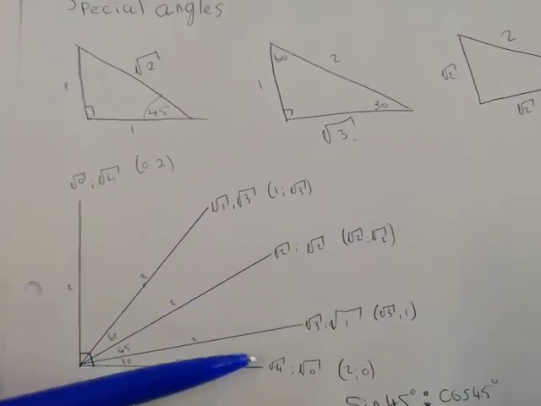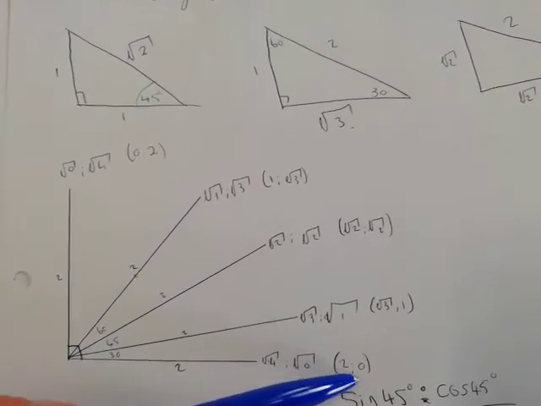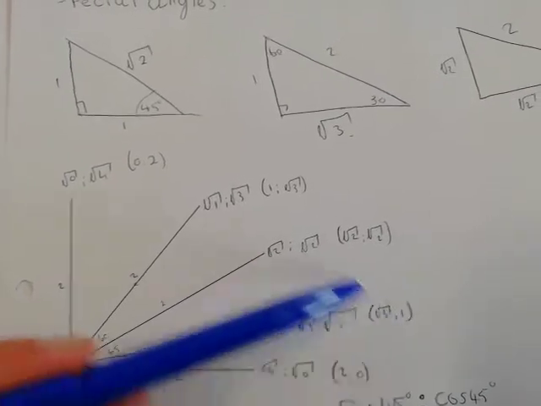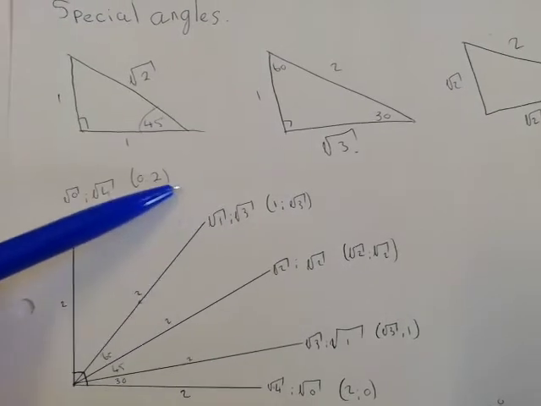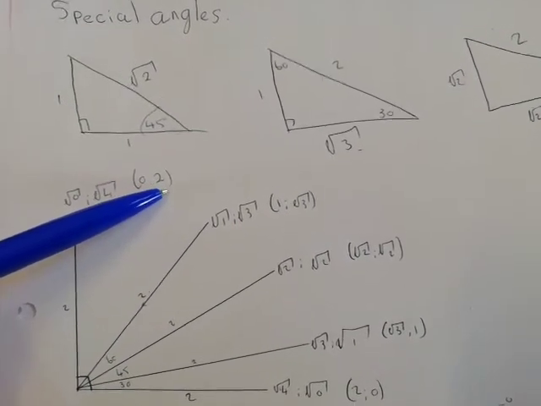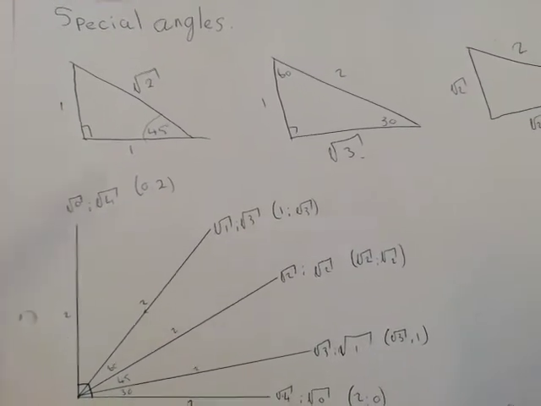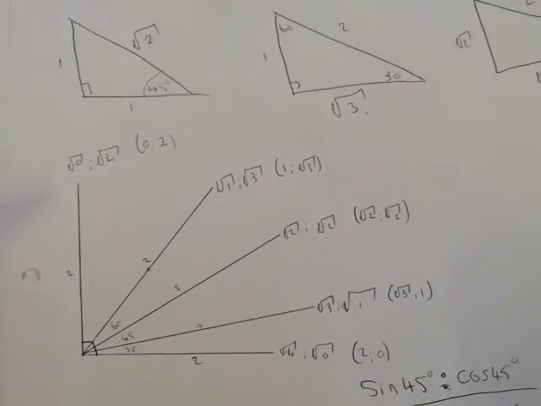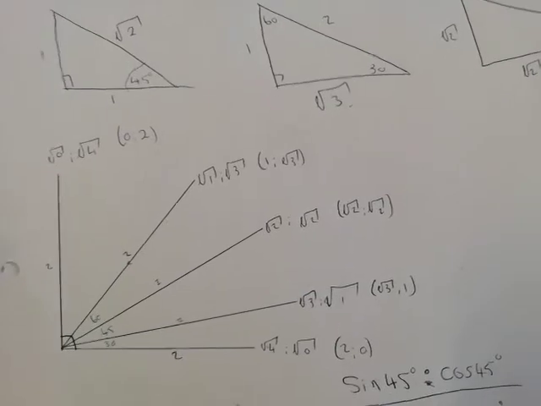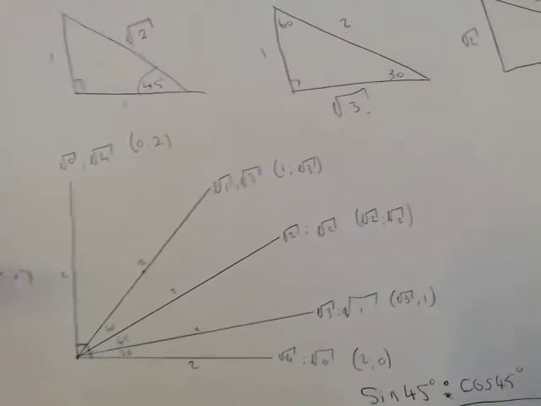As this becomes easier, you will only start to write that it's 2 and 0, square root 3 and 1, square root 2, square root 2, 1, square root 3, and 0, 2. This is where the method of using x and y and r for your identities makes it a bit easier to do.